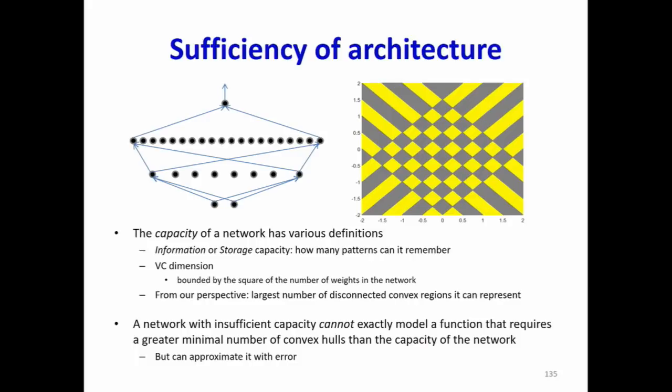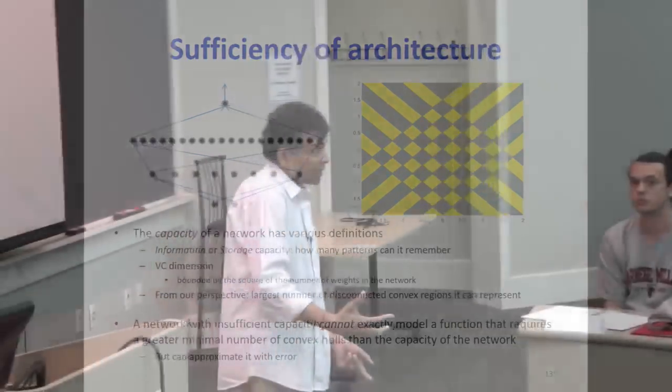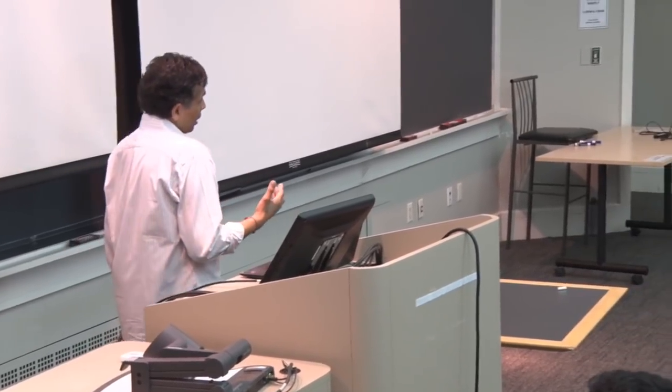If you want to be formal, you need better characterization. And it turns out there's really no nice way of characterizing the capacity of a network. So pretty much everything that we did in this class was supposed to give you an idea of the fact that a network has a capacity to model things. And if the function that you're trying to model is more difficult than what the network can model, then you can be arbitrarily wrong when you're trying to model it.